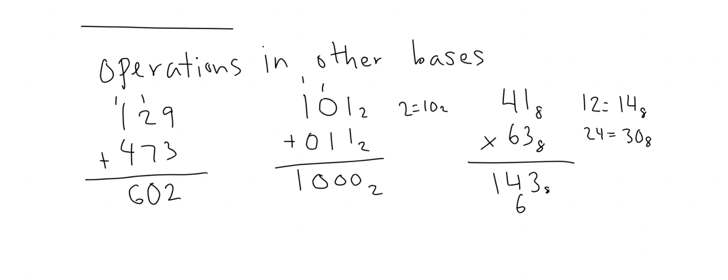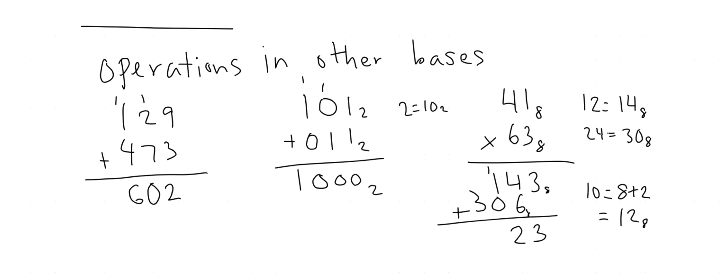And then when you add it, you still have to pay attention to stuff being in base 8. So here you have a 3, and then 4 plus 6. 4 plus 6 is 10, but 10 is 8 plus 2, so it'd be 12 base 8. So what you put here is a 2, and then you carry a 1. So the answer would be 3, 2, 2, 3 in base 8.